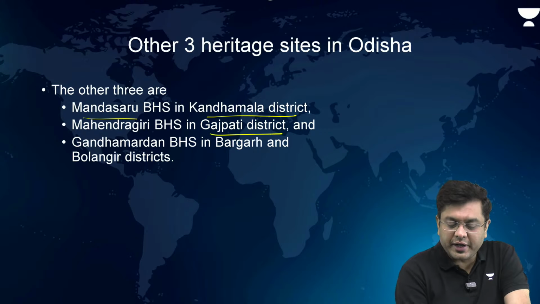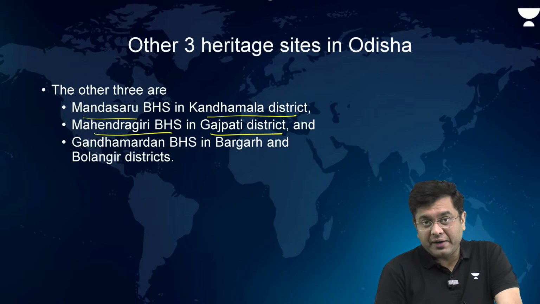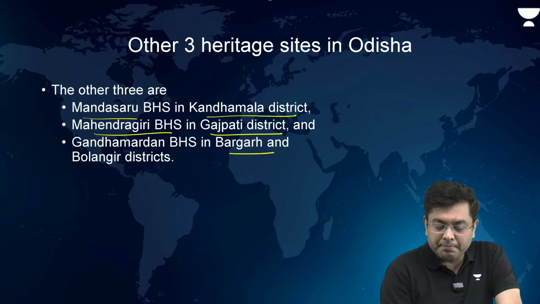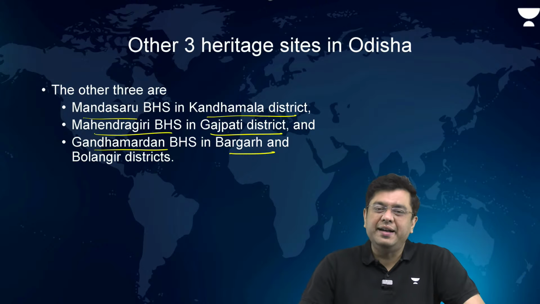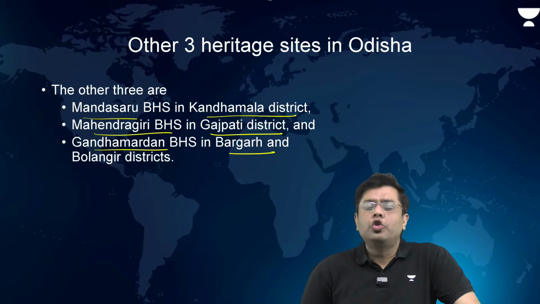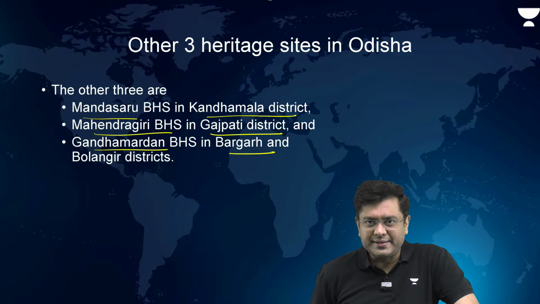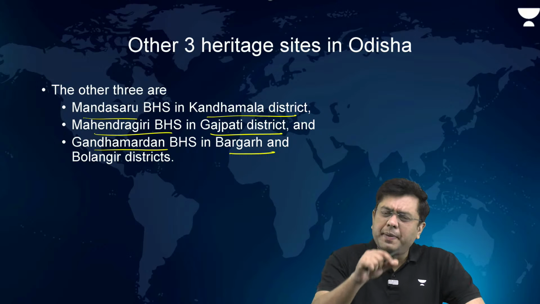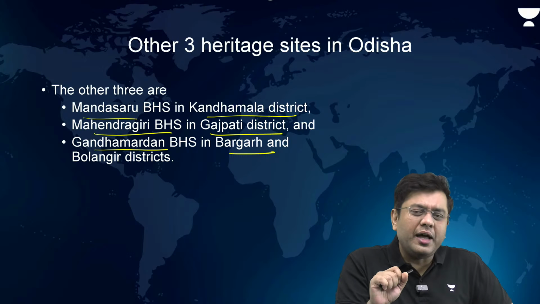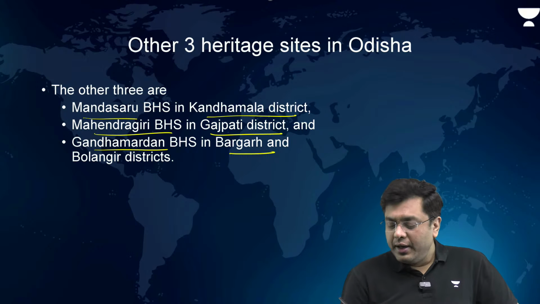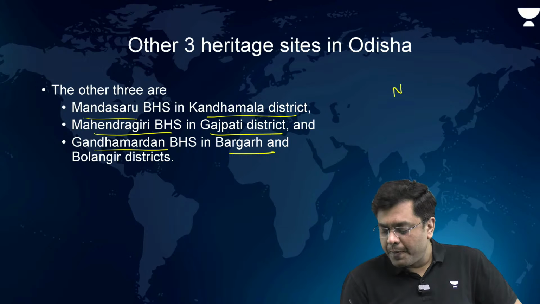Then in Gajapati district, you have the Mahendragiri biodiversity heritage site. And then in Bargarh and Bolangir, you have the Gandhamardhan biodiversity heritage site. So what exactly constitutes a biodiversity heritage site? And which is the first biodiversity heritage site in the country? The first biodiversity heritage site was the Nallur Tamarind Grove.